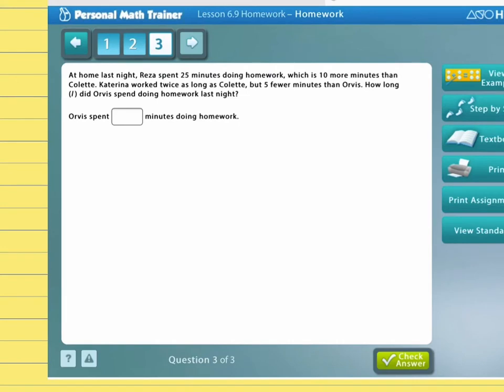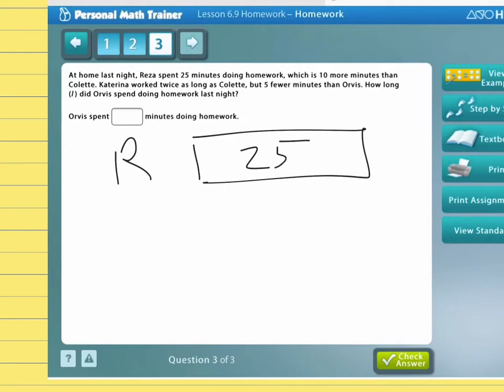All right, this is going to be a difficult problem. We're going to have to make a list. At home last night, Riza spent 25 minutes doing her homework. So I'm going to draw a bar here. I'm going to say 25 minutes, which is 10 minutes more than Colette.